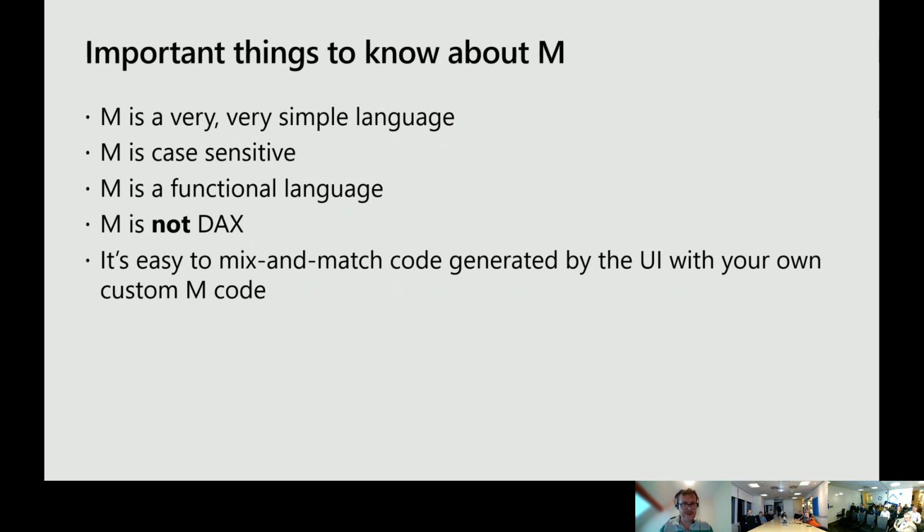The last important thing to point out about M is that once you start writing M, you don't need to write everything in M. The good thing about M and the Power Query editor is you can mix and match. Generally speaking, when I find that I need to write a bit of M, I don't write a complete query from scratch. What I do is I just click the buttons in the Power Query editor UI to get something approaching the query that I want. Then I go to the advanced editor, start doing some typing, write my own code to alter and update the code that's already been generated.